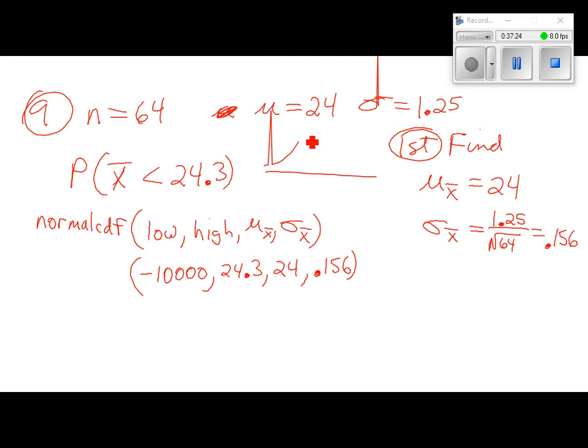More. If we're looking at this, and 24 is right here, 24.3 is going to be somewhere here, right? And we want everything less than that. Should we be a little more than 50%? So try it and see. Is it a lot more? Why is it a lot more? Jacob's saying it's a lot more.